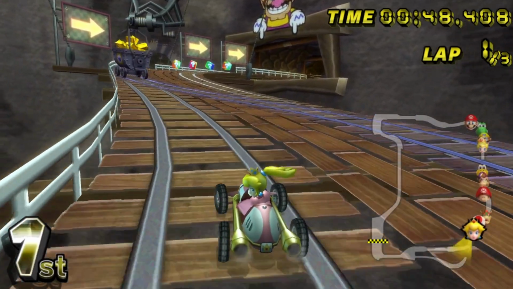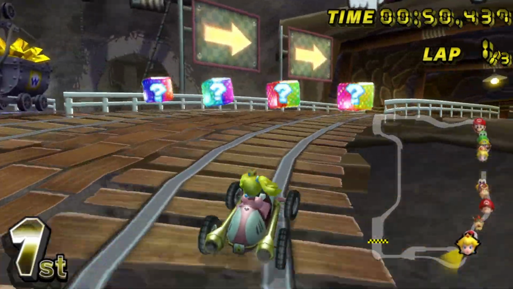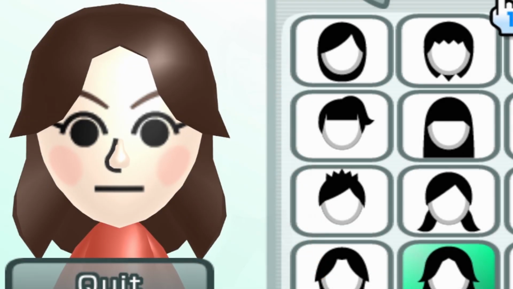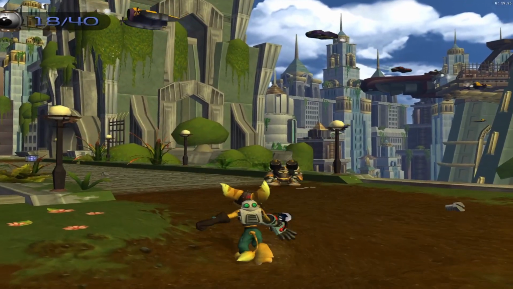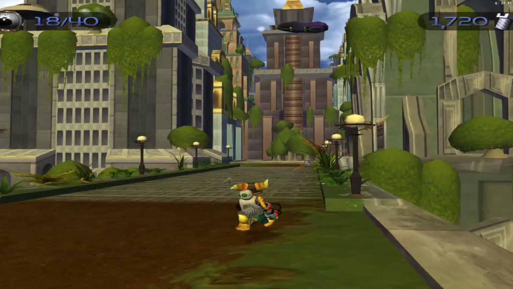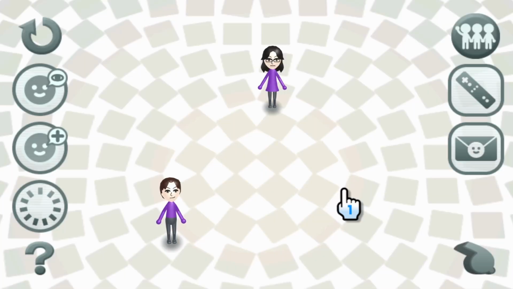Now, I want to talk about something that is pretty much lost with today's consoles, and that is digital representations. I'm talking about the avatars, and I'm talking about the Miis. Now, PlayStation never really had something like this built into their consoles, but the Xbox 360 and the Wii absolutely did. I'll start with the Miis.